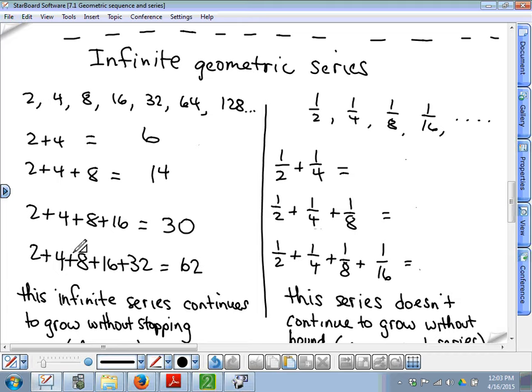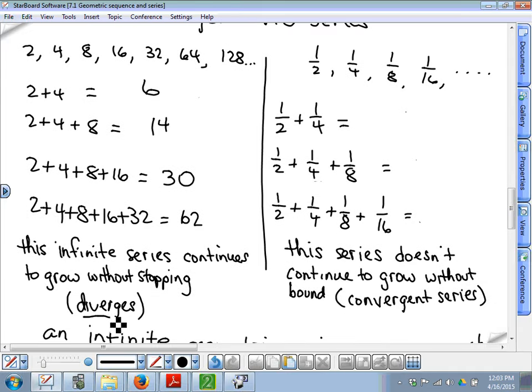So if I added an infinite number of these numbers up in this sequence, what do you think the sum would be? If I took all the terms of the sequence and added them up. It would just keep getting bigger and bigger and bigger, right? This is what's called a divergent series. You probably ought to write that down at least. This series diverges on the left because as you continue to add more numbers, the sum just gets bigger and bigger and bigger without stopping.